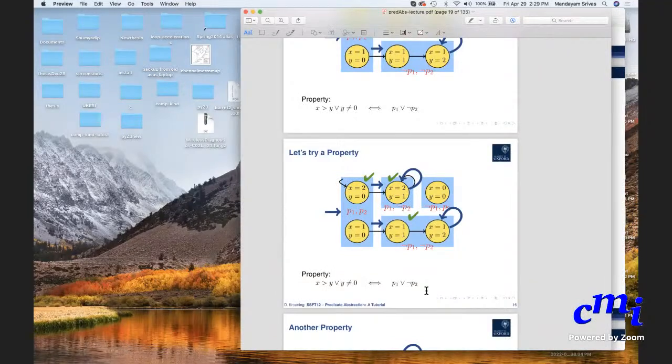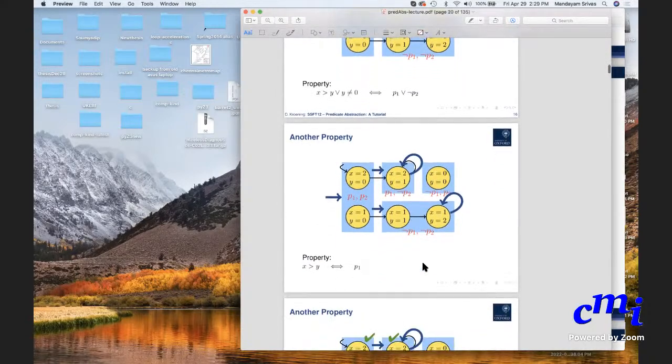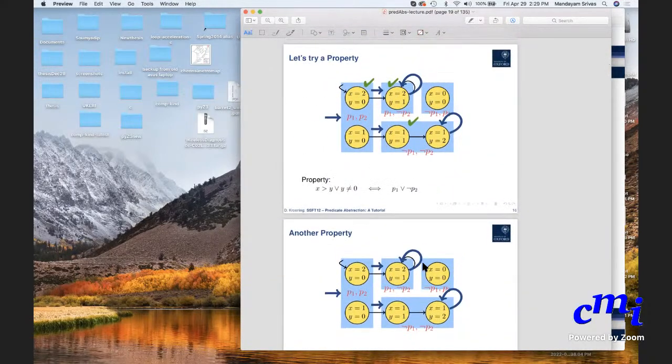Okay, so that is the idea. The idea of this predicate abstraction is, if your property is such that the relevant predicates that you're tracking are those things, then that over approximation may not matter. So let's look at another property. Okay, so that's what you do.